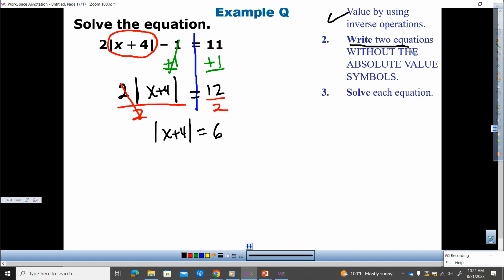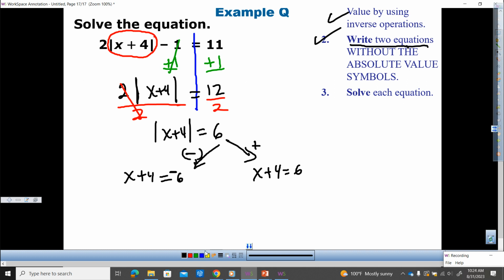What do we write? 2 equations without the absolute value. So x plus 4 equals 6. x plus 4 equals 6. However, this has to be what? Negative. So we change the 6 to negative. And this one stays positive. So we're done with step 2.